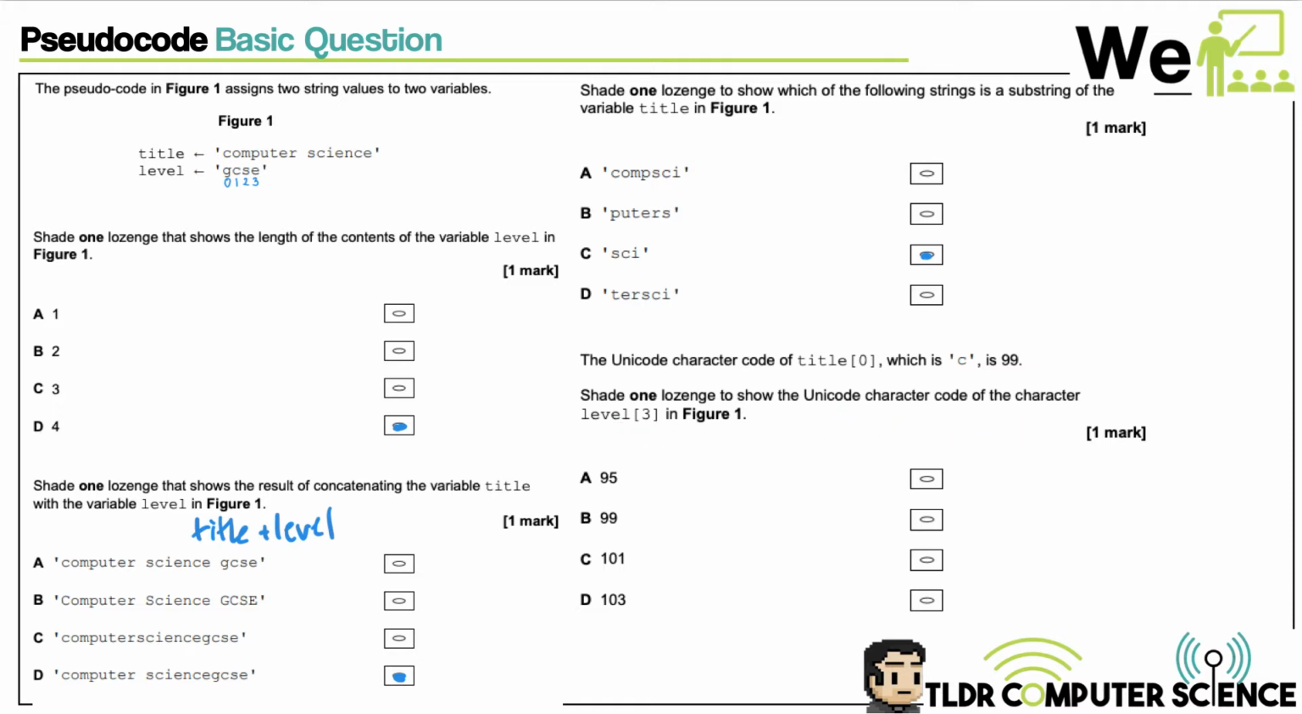So level 3 is 0, 1, 2, 3, E. So if C is 99, what's E going to be? Well, D, remember, these are all continuous. So whether it's ASCII, which is 7 bits, all of them are one after each other. And if you remember Unicode, for when you want a bigger character set, the first 127 characters are the same as ASCII, so that it's more compatible. So C is 99, D would be 100, and in this case, E would be 101. So in that case, it's going to be this one, C, which is 101.